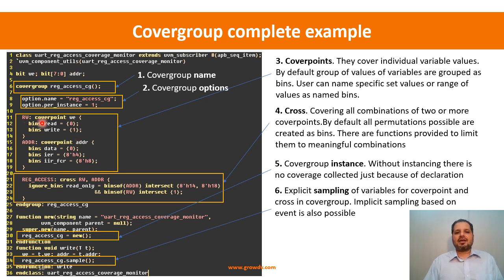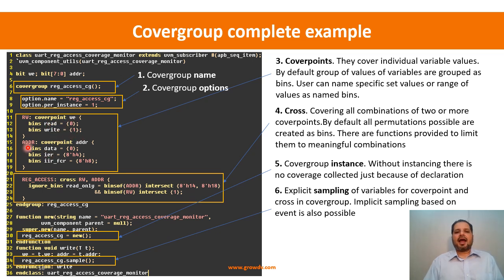So I am giving a name of the coverpoint, colon, coverpoint, which is a keyword, and I am saying WE, which is the property of this class that I can access. Then I am defining two bins. Bins are just a name that gets associated with a value. So when the WE is 0, I call the bin read, and when the WE is 1, I call the bin write.